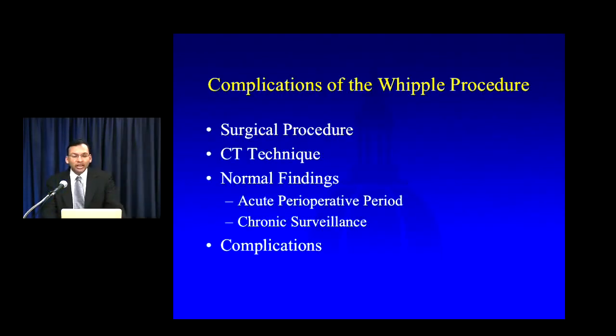Now, complications of the Whipple procedure, we'll start a little bit by talking about the surgical procedure itself, including the anastomoses and how the procedure is performed. We'll talk a little bit about CT technique, including how we typically image patients at Johns Hopkins who have had a prior Whipple procedure. And we'll talk a little bit about normal findings, things that you shouldn't confuse with pathology, both in the acute perioperative period and when performing chronic surveillance. But we'll spend most of the lecture really going into a number of different complications that you might encounter when you're imaging these patients after they've undergone a Whipple.